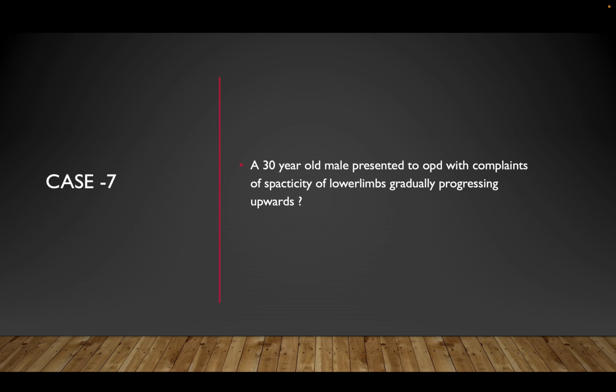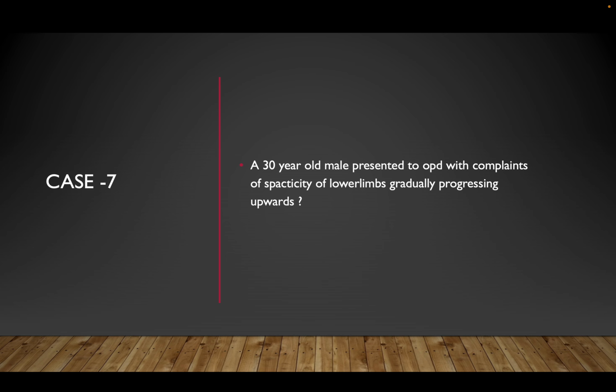A 30-year-old male presented to OPD with complaints of spasticity at lower limb gradually progressing upwards. Whenever a patient has spasticity, always look at the lateral corticospinal tract. Always UMN is a possibility. Corticospinal tract is a possibility. Always you need to localize whether the LMN part or the UMN part is involved. That makes your work a lot easy. So UMN is involved, so with spasticity, corticospinal tract is involved.